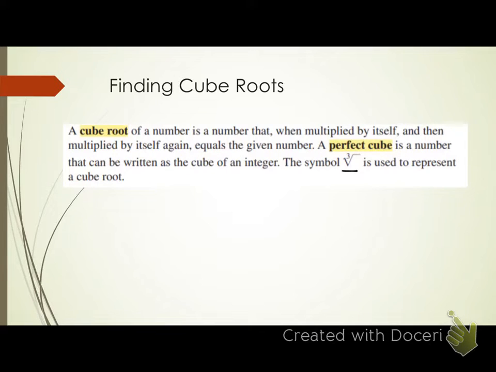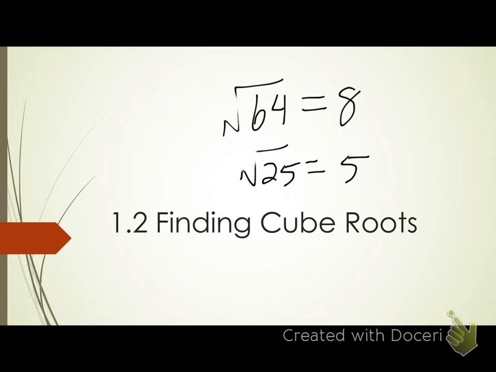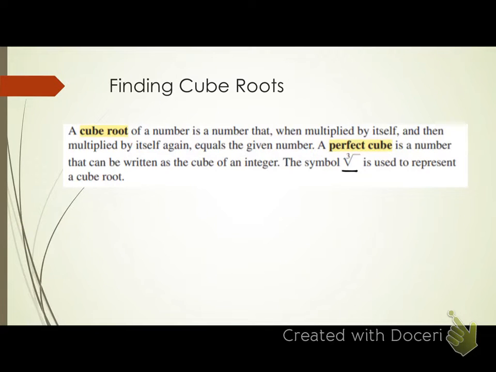So a perfect cube is just a number that we can take the cube root of and get a whole number. Okay? So on this previous slide, we would consider these numbers perfect squares, because when I take the square root, I get a whole number. Take the square root, I get a whole number. So these two are perfect squares. Does that make sense? Okay. Are there any questions about what a cube root is or a perfect cube or anything like that?